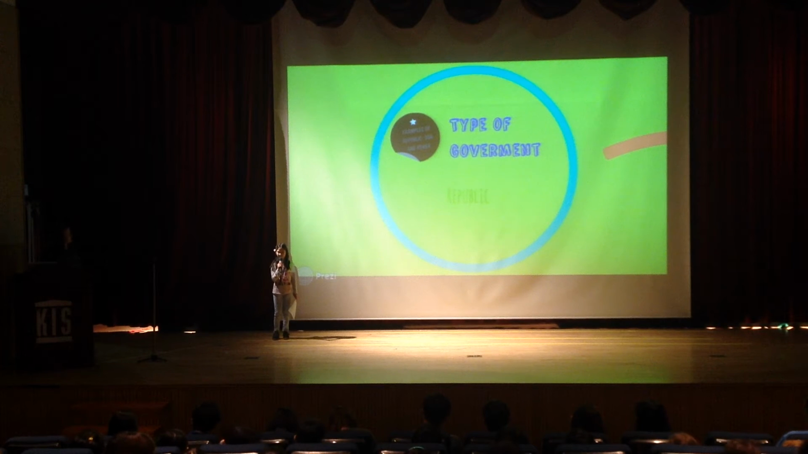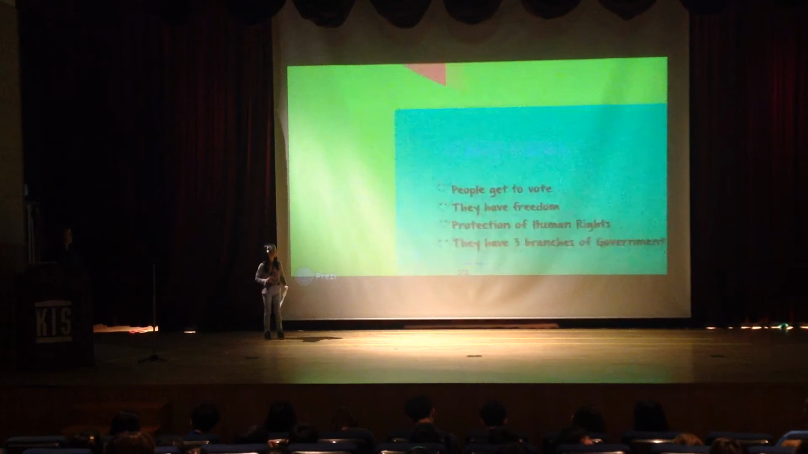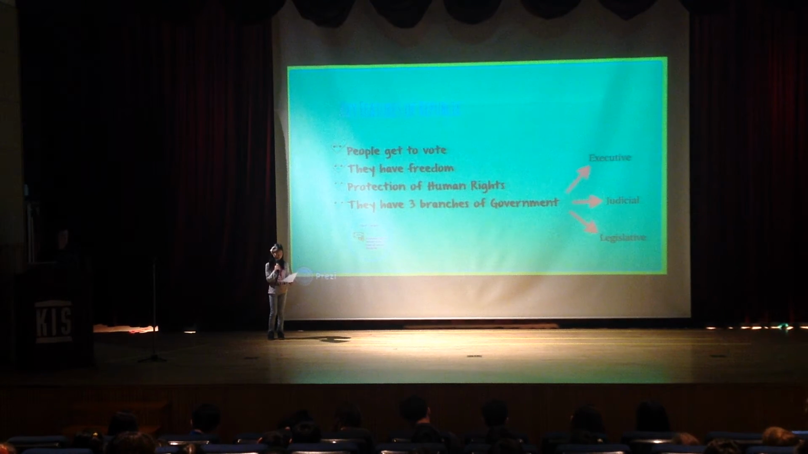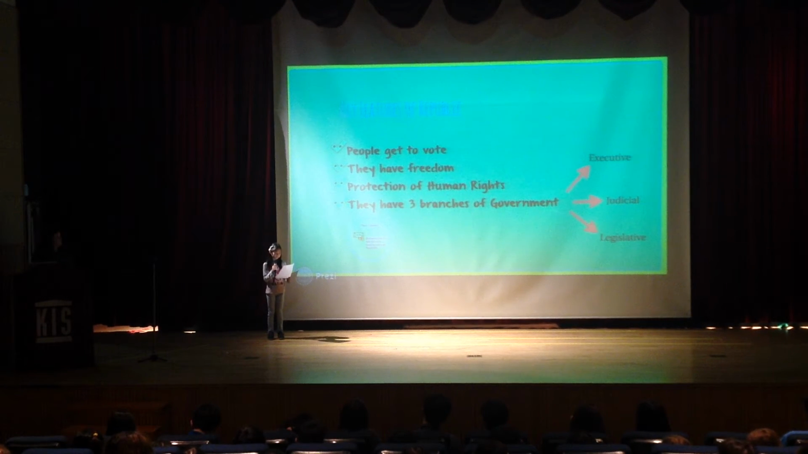The type of government I'm going to talk about today is a republic government. Key features. The key features of a republic government are that people can vote and be a part of the decision. The second feature is that people have freedom, which means they get to do what they want. And the third feature is that they have protection of human rights, that they basically have a constitution.